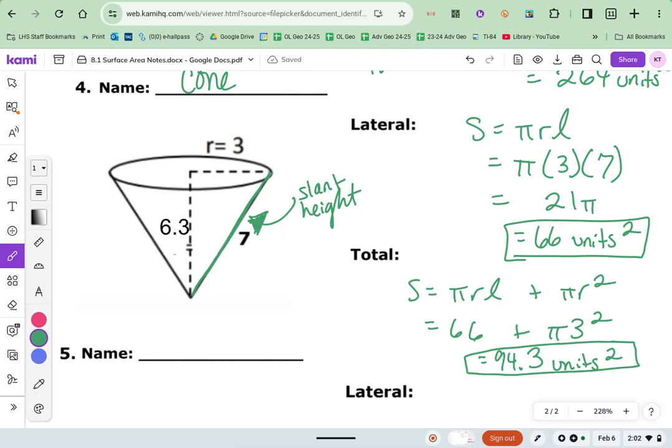And then to that lateral surface area, we add the area of the base, which is that circle, so plus pi r squared. So total surface area would be about 94.3 units squared. Okay, any questions on that one? Okay, we'll do the same thing for the cylinder, and then I'll do the very last one with you. So try the cylinder.